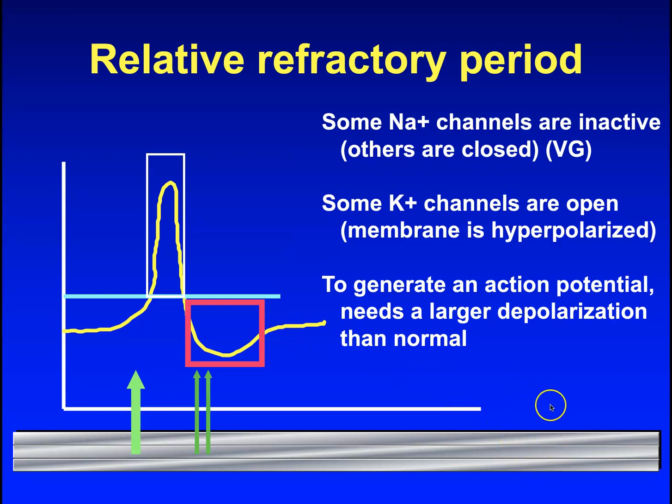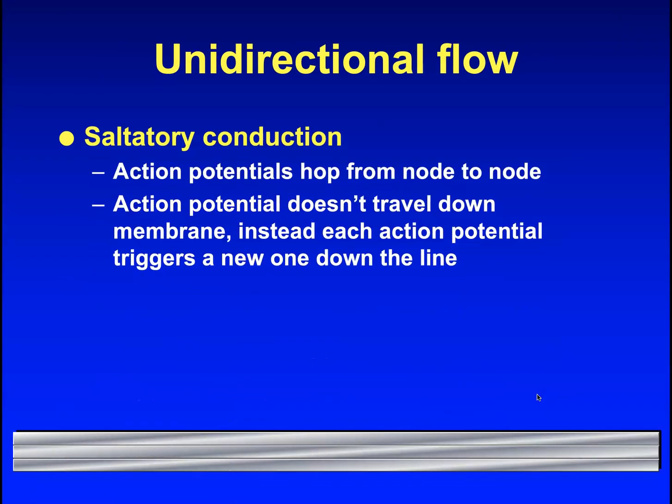A few more things. Unidirectional flow. Action potentials only go in one direction. They only go from the cell body down to the axon terminal. They can't go backwards. And they go from node to node. They hop from node to node, and that's called saltatory conduction. And you generate a new action potential at each one. Oh, I don't think that's in your notes. Saltatory conduction, you should put that in if you haven't already. But that is, you generate a new action potential at each node. It hops from node to node. You don't generate a new one at every teeny bit of the membrane.